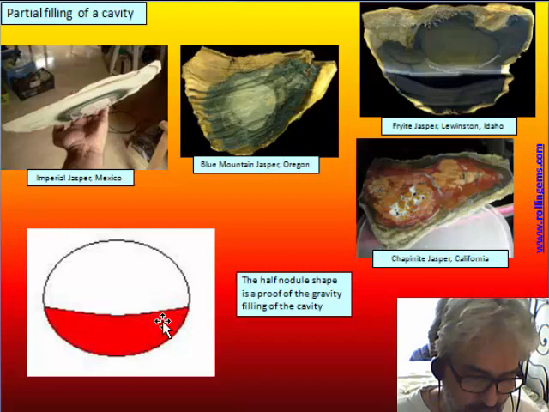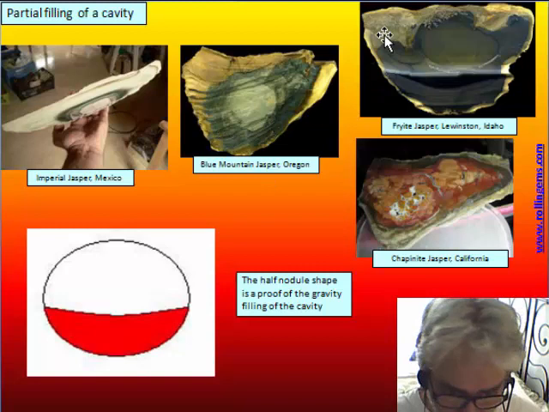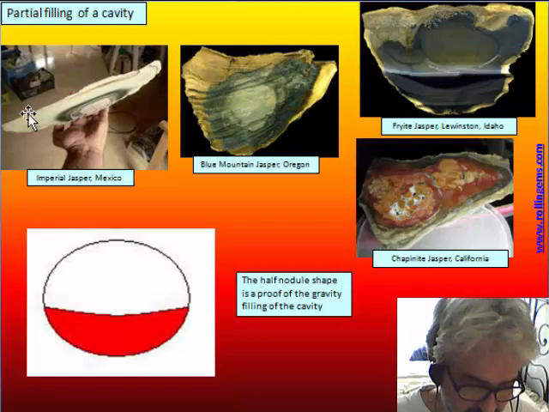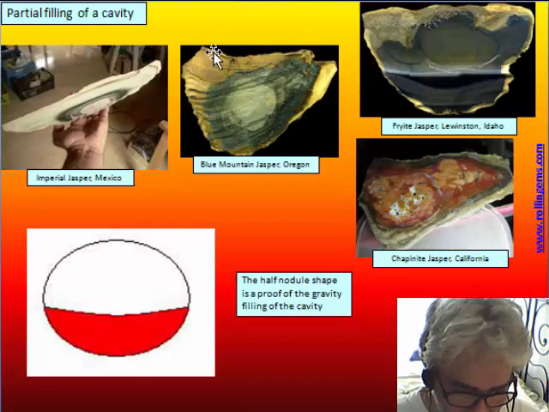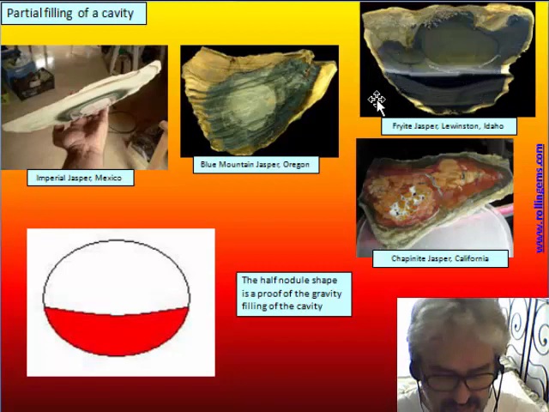The lower surface has the shape of the nodule, like this piece of jasper, but the upper surface is flat, or in some cases a little bit curved because of loss of volume by loss of water. So it's often that the upper surface is just ponded.